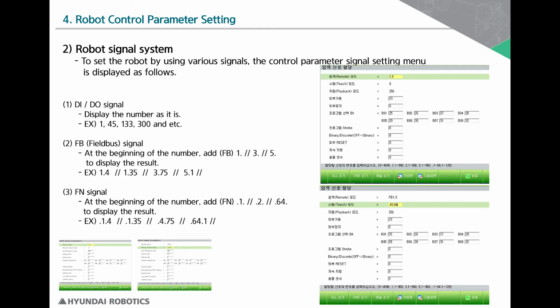Let's learn how to express the robot signal. The robot's internal signal, the I-DO signal, is expressed as a simple number. At the beginning of a field bus signal, a field bus area number is added and a period is added after that. In case of a node signal, add a period at the beginning of it and then a node number and another period after that. After inputting a signal, press Enter. Alphabets will be automatically added and it will be converted into a signal name.